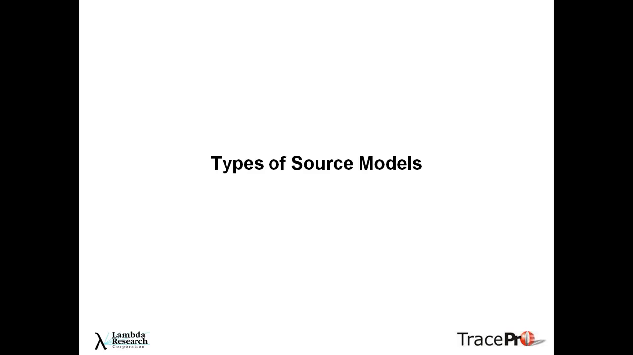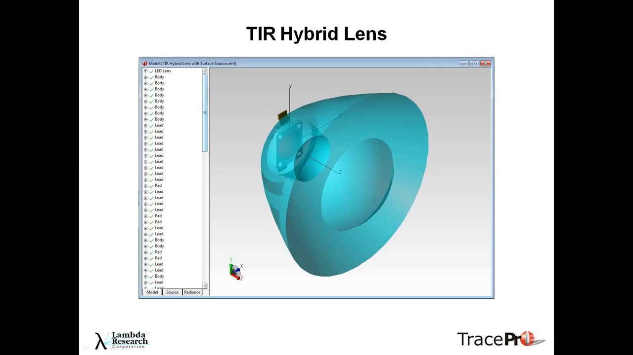Okay, so let's talk one by one about the different types of source models and how they can be applied. What I'm going to do here is take this single lens, a little TIR hybrid lens. This was actually done in our interactive optimizer as an exercise a year or 2 ago, so I use this as one of my demos. And I'm going to go through each of the different types of sources, apply them here at the correct point on this lens, and see the difference in performance we see as we change the type of source we're using in TracePro.